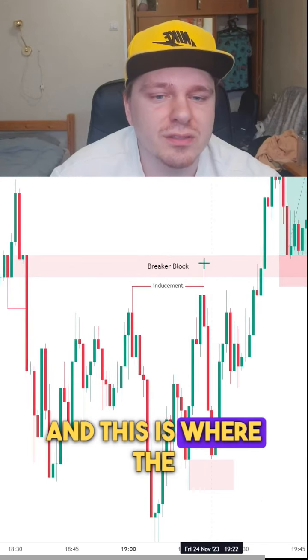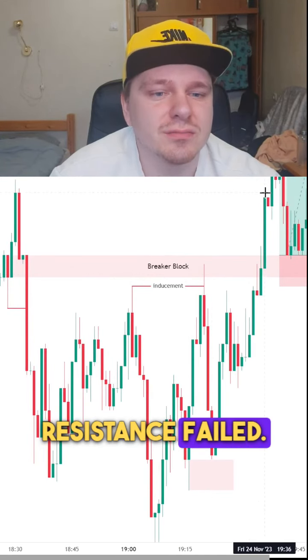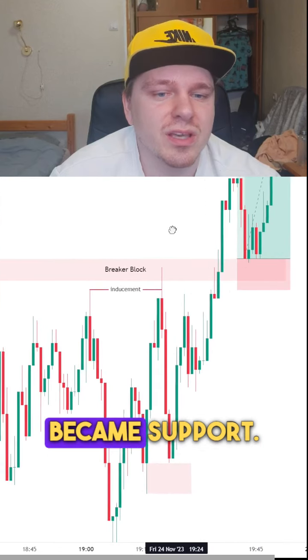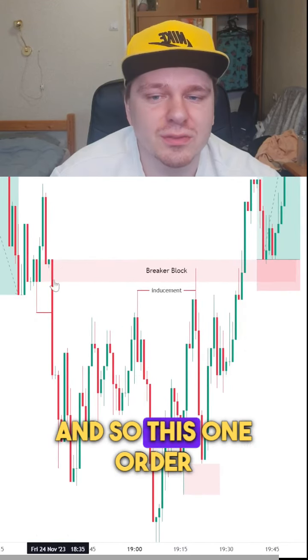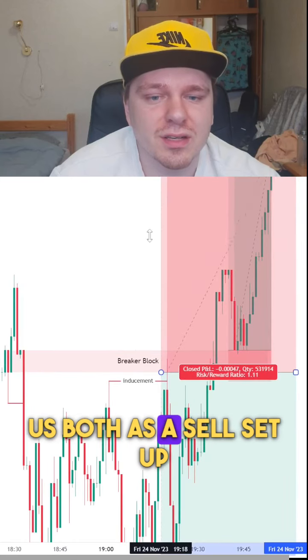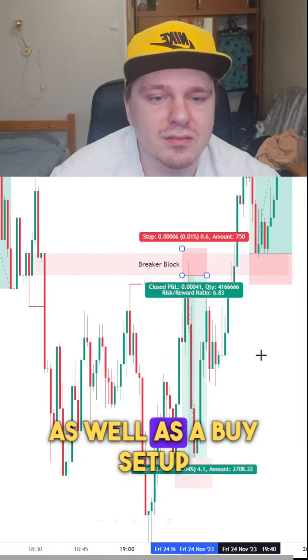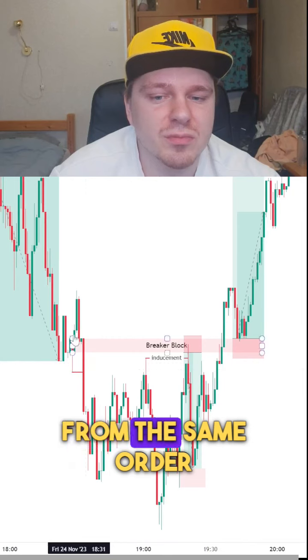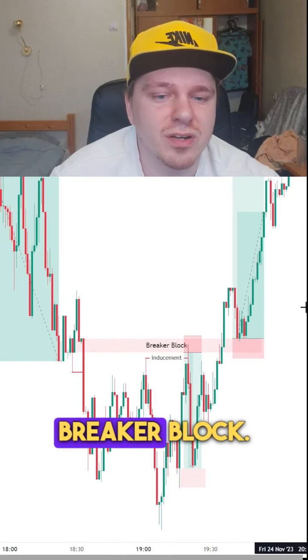And this is where the resistance failed, and now the resistance became support. So this one order block can actually serve us both as a sell setup as well as a buy setup from the same order block, or in this case, breaker block.